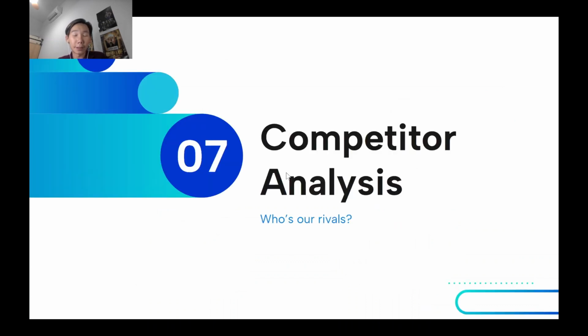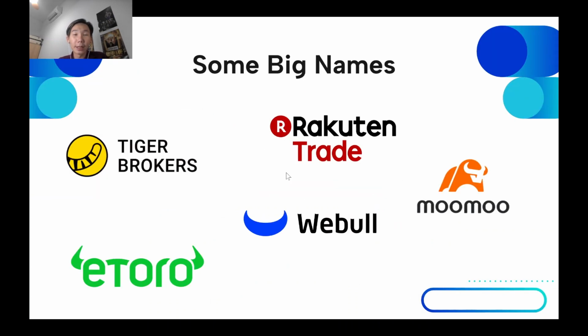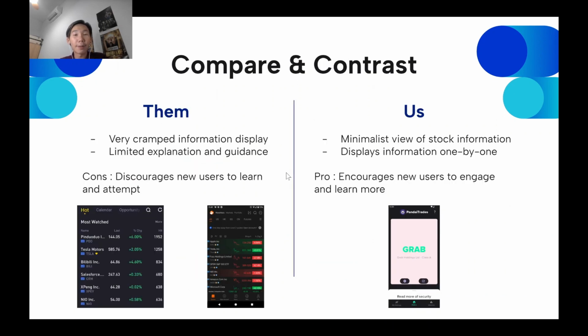So this is the part that I was talking about just now, competitor analysis. These are some of the big names up there, like the brokers Tiger Brokers, Moomoo, Weibo, Rakuten Trade, and eToro. I believe most of the audience, judges, even other contestants, have all seen these names before. But what's the difference between their interface and our interface? For them, they list out all the stocks one by one, which is very systematic, very clean, very organized. However, this is also very cramped.